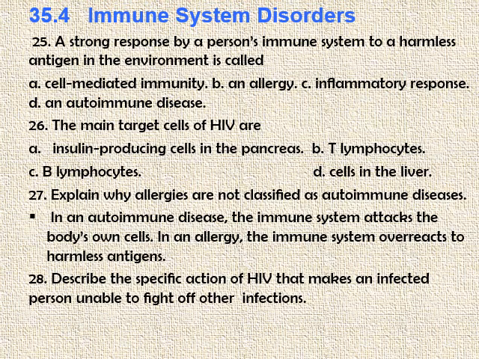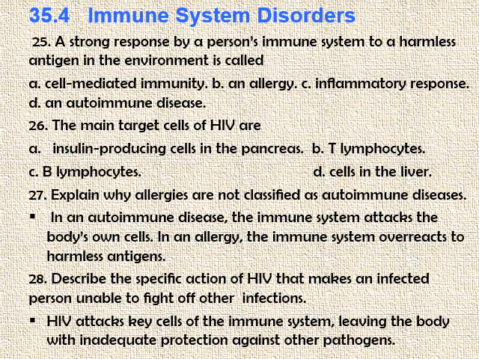Question number 28. Describe the specific action of HIV that makes an infected person unable to fight off other infections. The answer is HIV attacks key cells of the immune system, especially the helper T cells and the killer T cells, leaving the body with inadequate protection against other pathogens or opportunistic diseases.